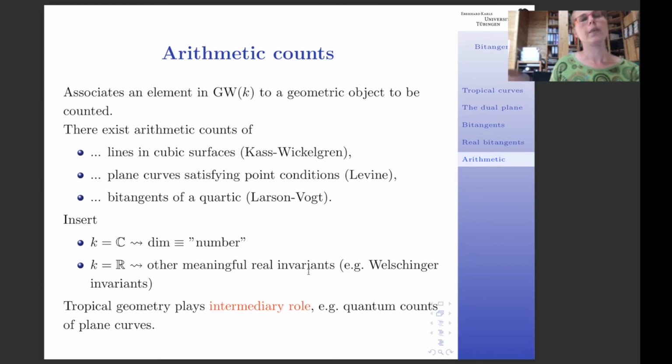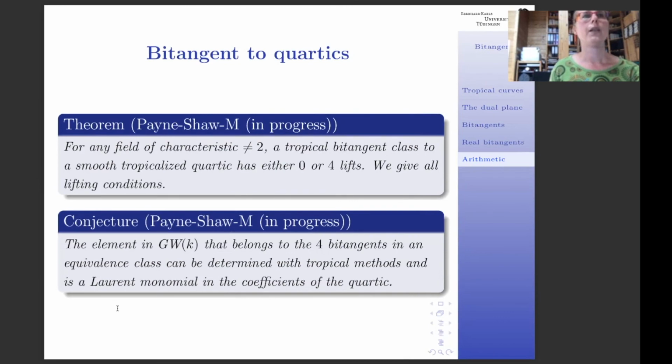And what can be said very generally is that tropical geometry plays some sort of intermediary role. For example, for this case of plane curves satisfying point conditions, there exist the so-called quantum counts of plane curves which use tropical techniques and which show you how you can somehow interpolate between complex counts and real counts. So it was very intriguing to me, and I thought tropical geometry, which plays an intermediary role for real and complex counts, has to also play some role for those arithmetic counts. And so Sam, Kristin, and I started working on this.